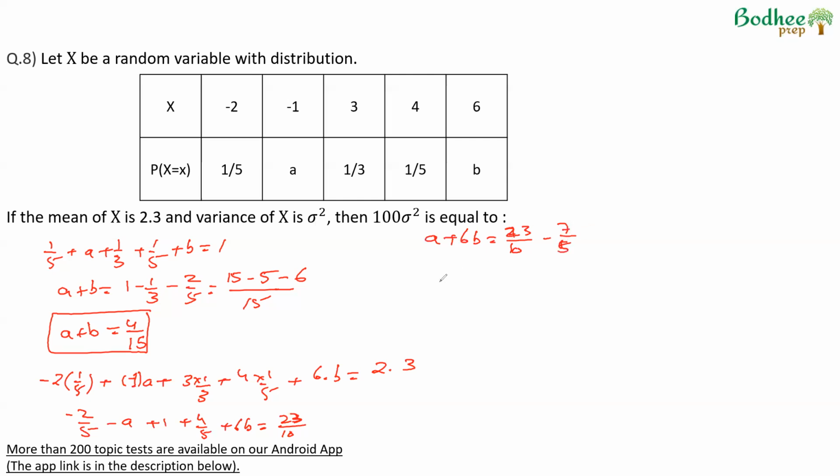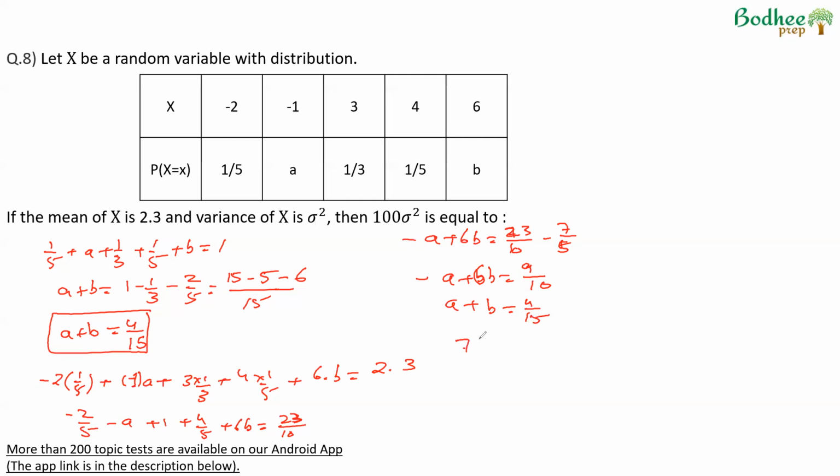7/5 is 14/10. Therefore, a + 6b = (23 - 14)/10 = 9/10. Here, -a + 6b, this is negative, this is positive. And a + b we know is 4/15.